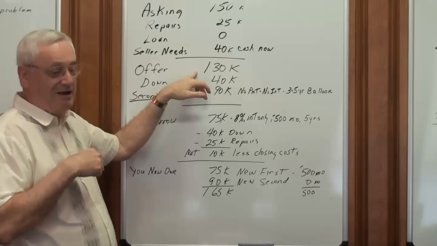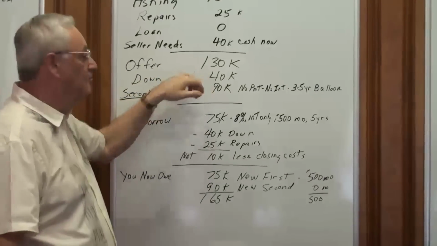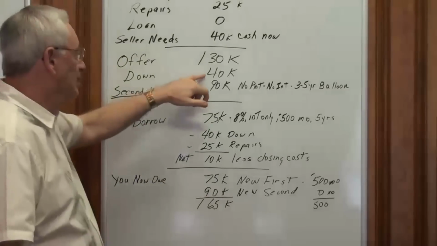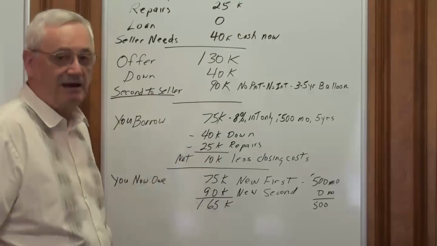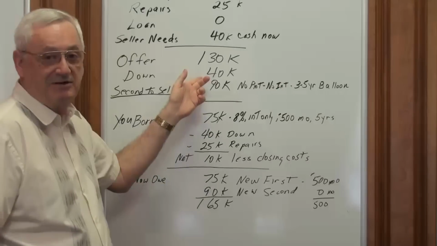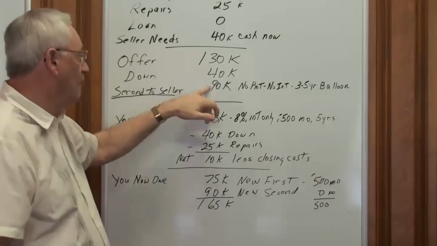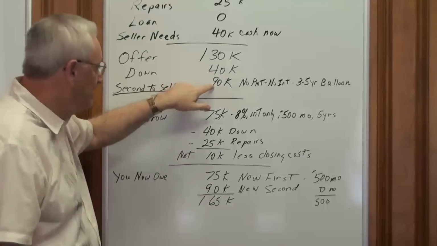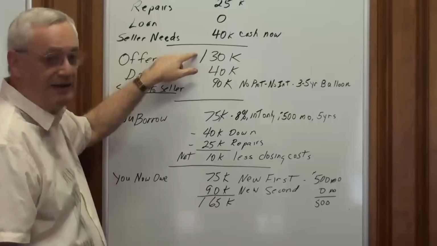I'm going to offer them $130,000, but I'm going to take the house as is, where it is, and my offer is going to include a $40,000 down payment, because that's the hot button for the seller, and I know if they don't get 40 grand, I'm not buying this house. The seller's willing to take 40 now and wait for a while on their 90. So 40 plus 90 equals 130. 40 down means I owe the seller 90.